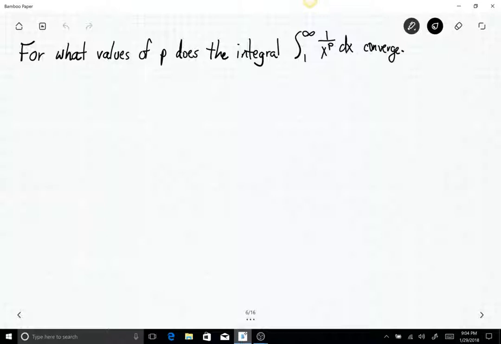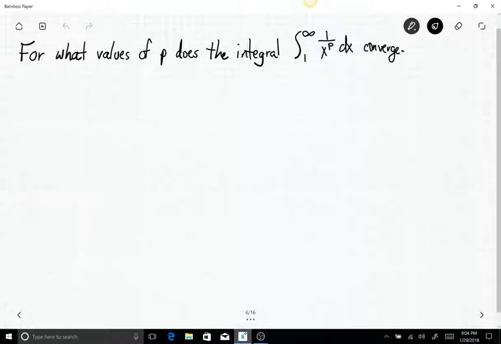So, for what values of p does the integral from 1 to infinity of 1 over x to the p dx converge? And this is going to be a big part of what we're going to call the comparison theorem. So this is one to pay attention to. You're going to use it over and over again throughout the semester, actually. So this pops up again later on down the road.